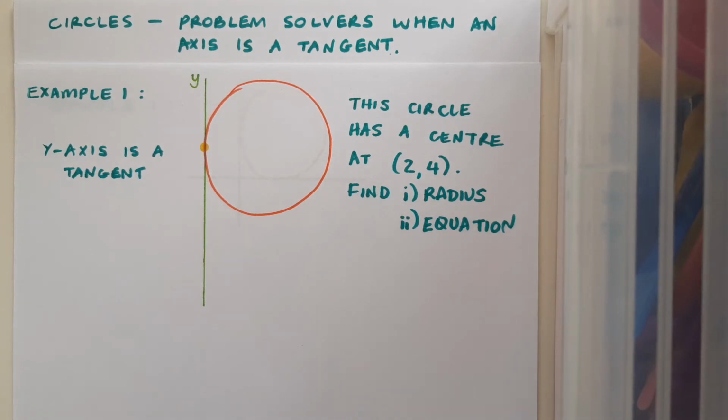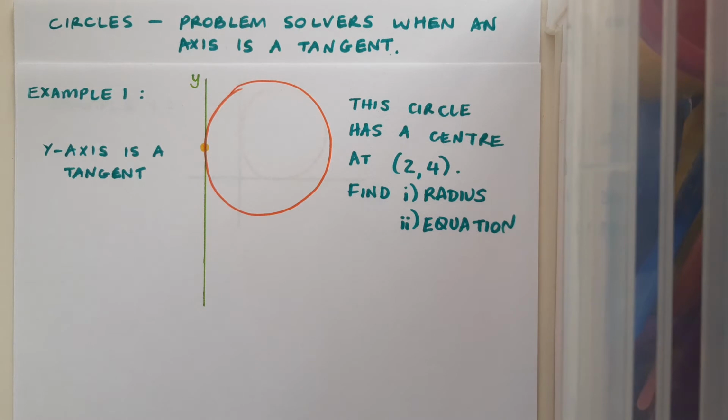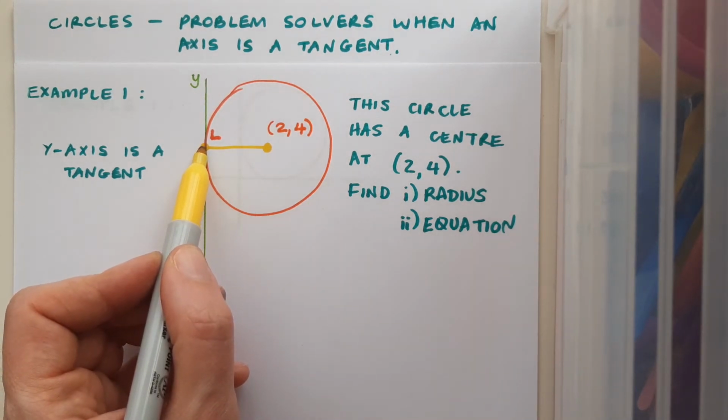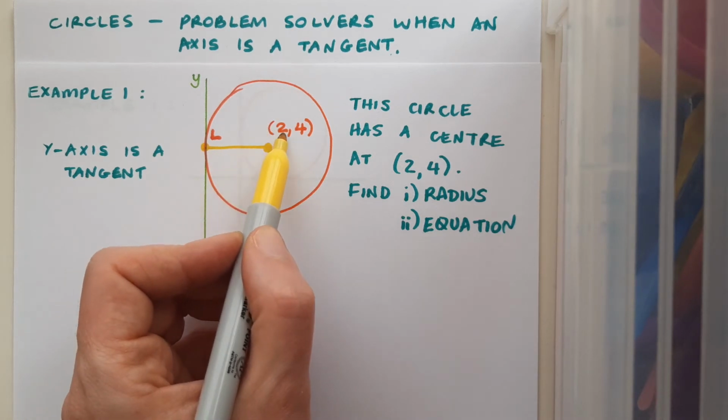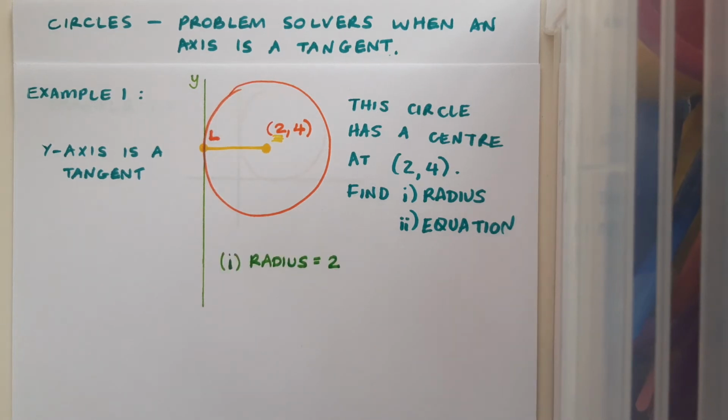If I ever have a y-axis as a tangent, I can draw a line perpendicular to the y-axis, so a horizontal line that goes through the centre, and it will meet the tangent at the point where the tangent and the circle meet. In this case, I know that the centre point is (2, 4), so I know that in order to get from the y-axis to the centre point, I have to go across 2 spaces. And so this tells me the radius of the circle. So the radius is 2.